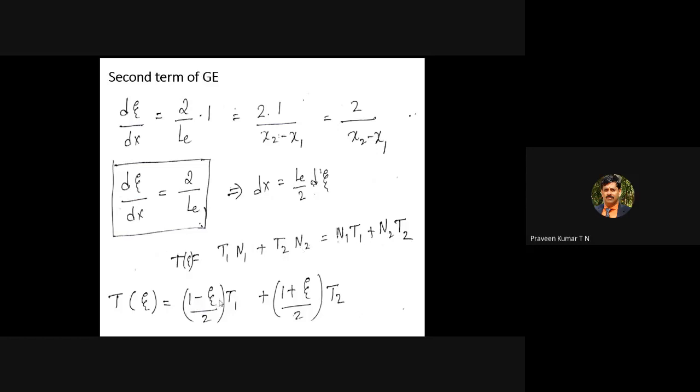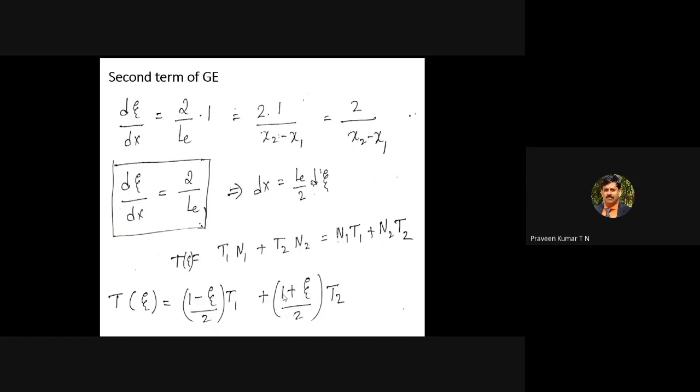Already we have defined N1 and N2 for the heat transfer element. The same equation holds good for the bar element. For the bar also, N1 is equal to (1 minus xi) divided by 2. For the beam, N1 is different. N1 is replaced by H1, H2, H3, H4. The shape functions are 4 for the beam. For the thermal element, there are 2 shape functions, N1 and N2.